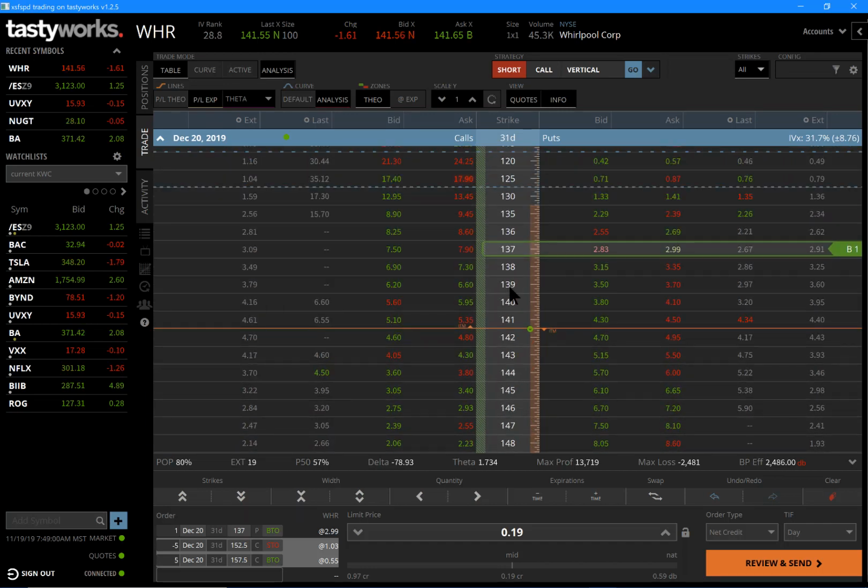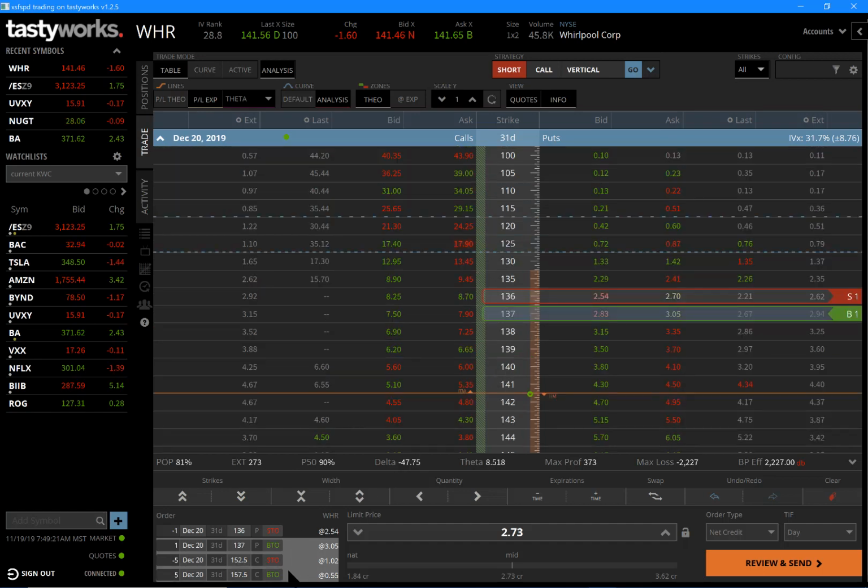And the way we're going to do that is we're going to come in here and sell one of these 136 strike price puts. We're going to go ahead and sell one of those 136 strike price puts. So again, 4 legs to this trade.